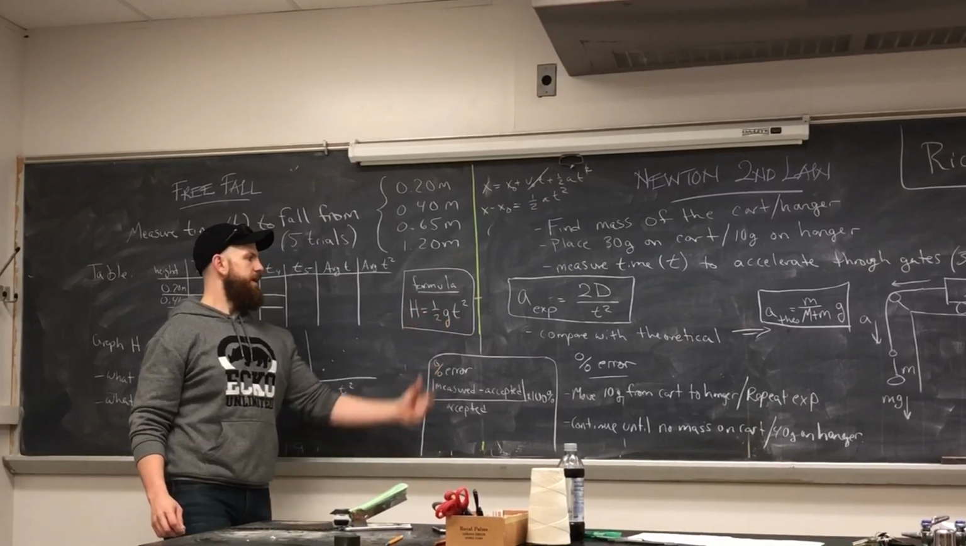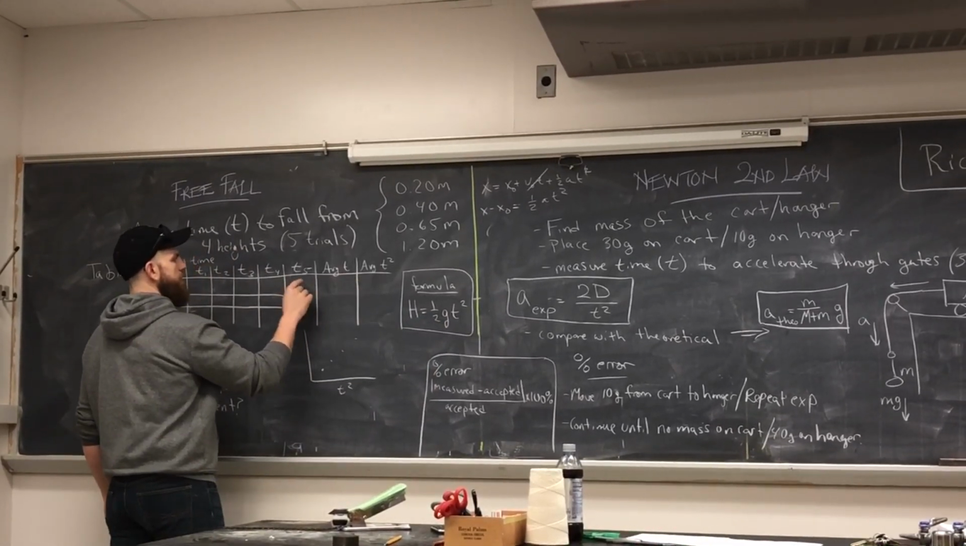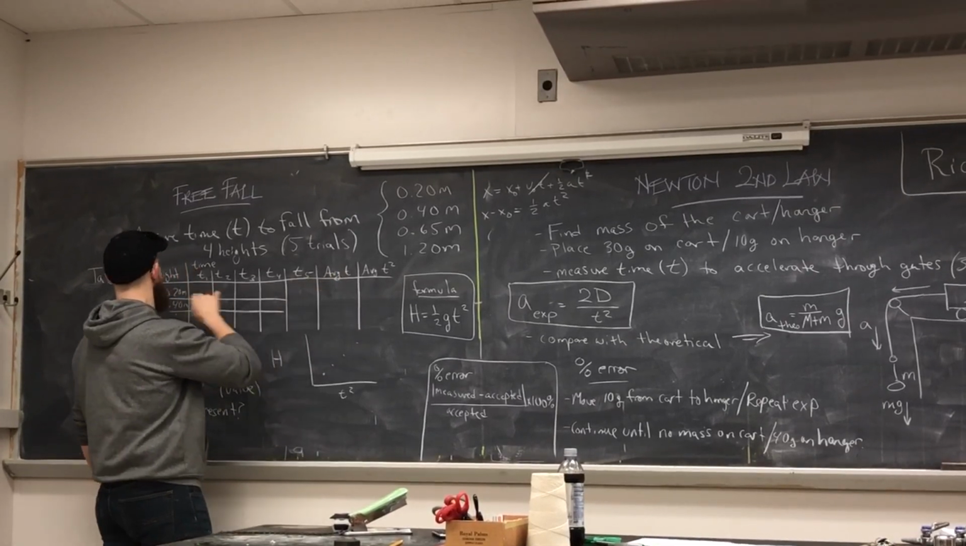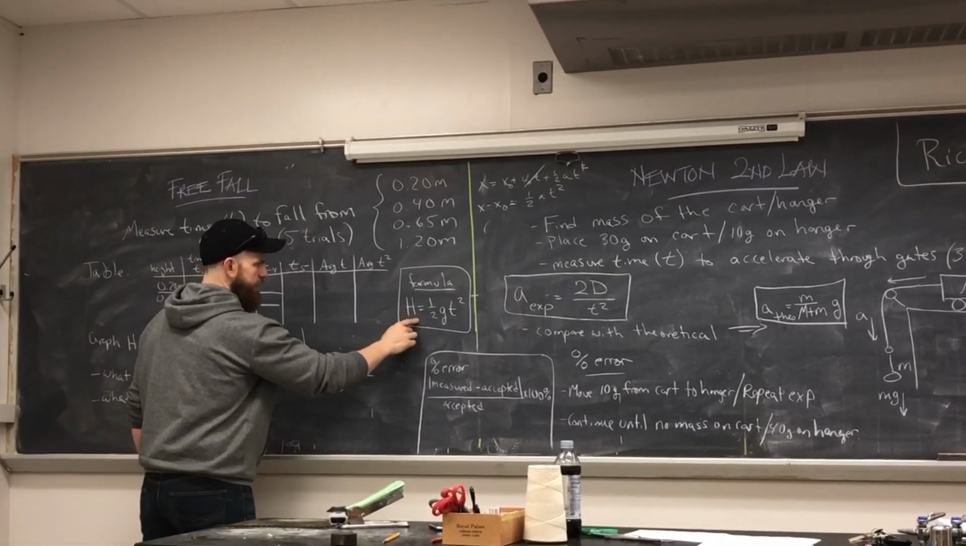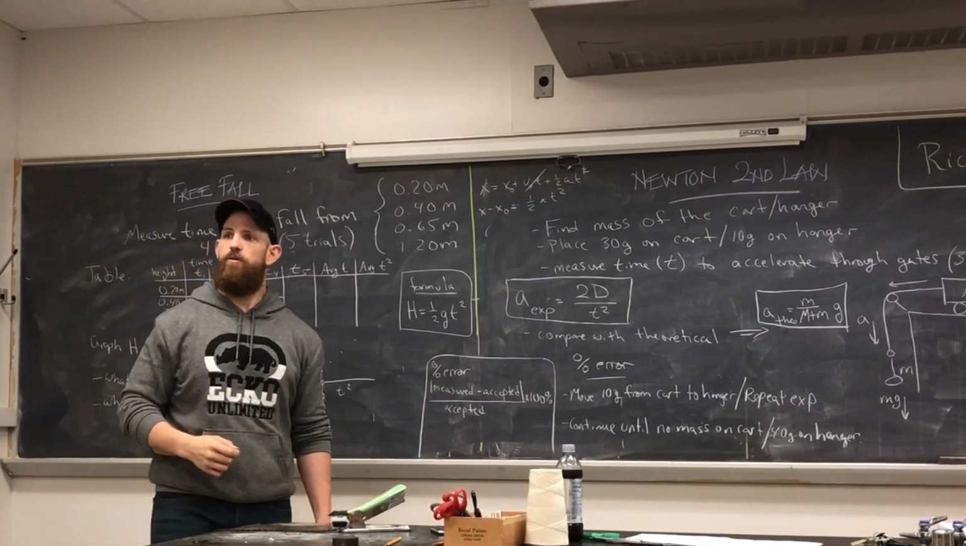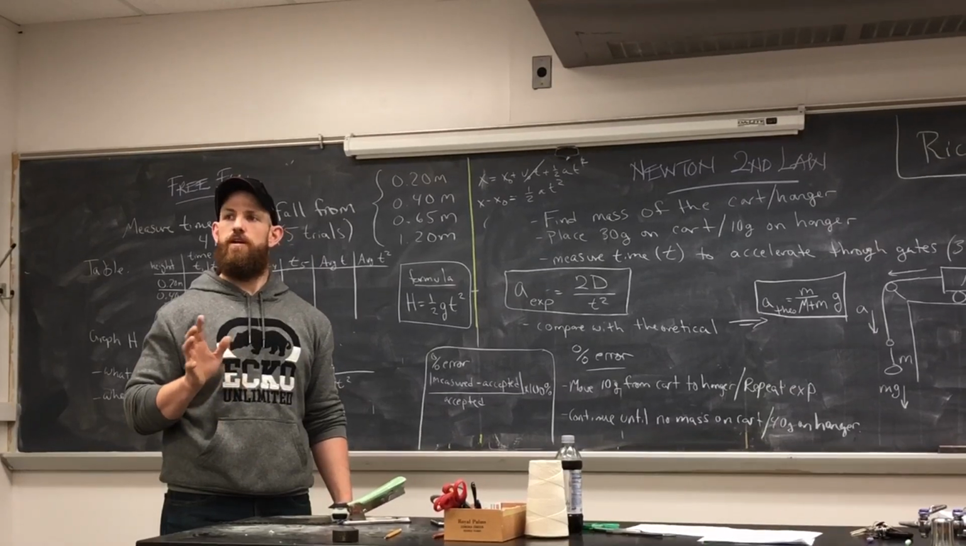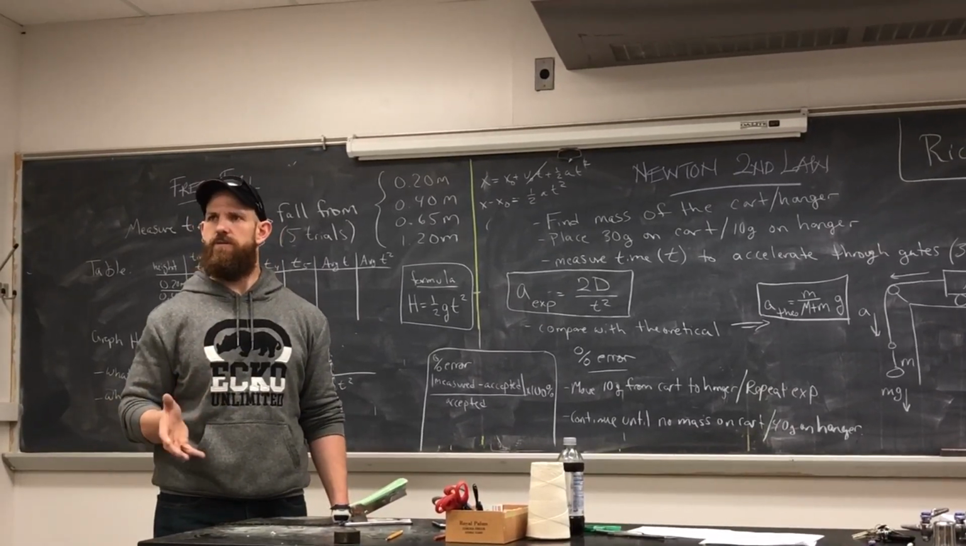The point I want to make is, at any point in time, when you get your data points, if you square the time and you plug in the value for the height and you solve for g, you should find out that it comes out close to 9.81. All right, and that's just one of the little tricks I want to teach you so you can double check your values and make sure you're where you need to be.